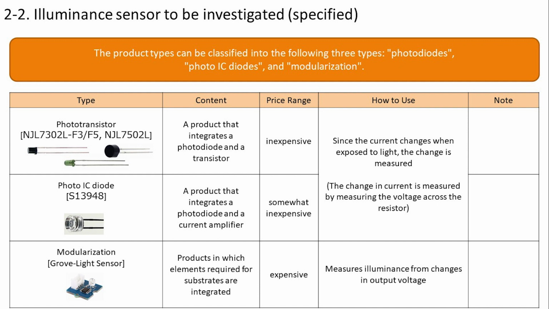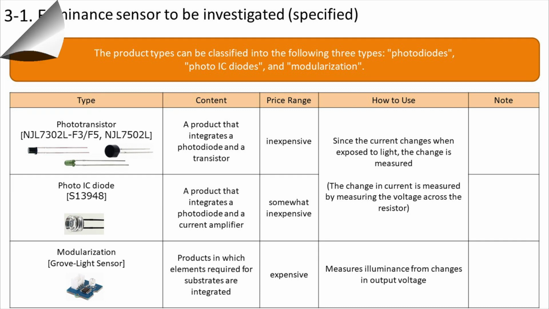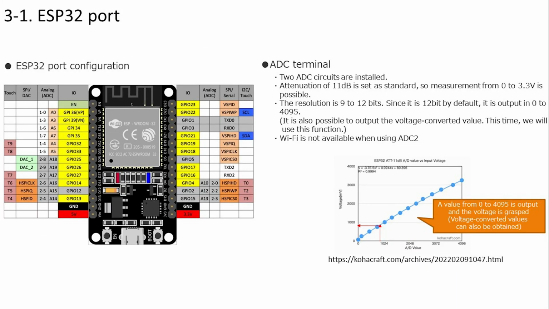Move on. I tried to classify the sensors to be investigated. I think they can be classified into 3 types: phototransistors, photo IC diodes, and modularized products. I think that all of them will be products that use the mechanism of the photodiode. Therefore, illuminance can be measured by current. However, modularized products are likely to have built-in resistors, so the specification is to measure the illuminance by changing the voltage.